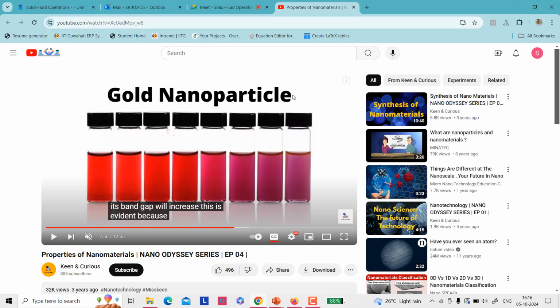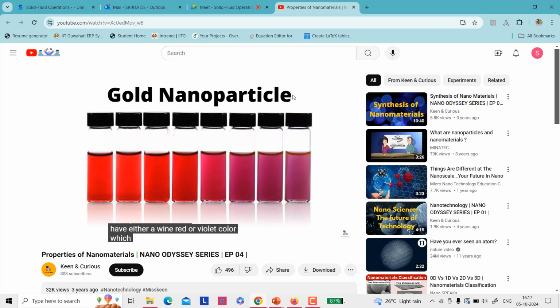The band gap will increase as the gold goes from bulk to nano. This is evident because bulk gold is yellow, which you can see here. The bulk gold is yellow, which means a medium energy, and gold nanoparticle solutions have either a wine red or violet color, which clearly shows a shift from Y to V on the VIBGYOR scale, which shows an increase in the band gap.